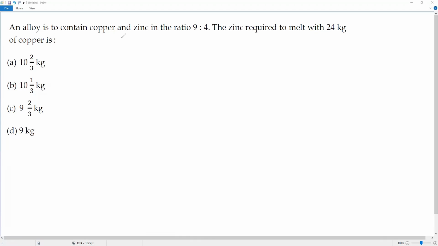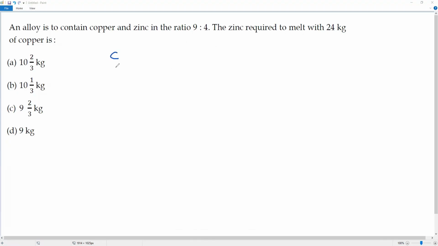An alloy is to contain copper and zinc in the ratio 9 to 4. The zinc required to melt with 24 kilograms of copper is. Here we have the amount of copper, that is 24 kilograms, and we have to find the amount of zinc required to be melted with this amount of copper.